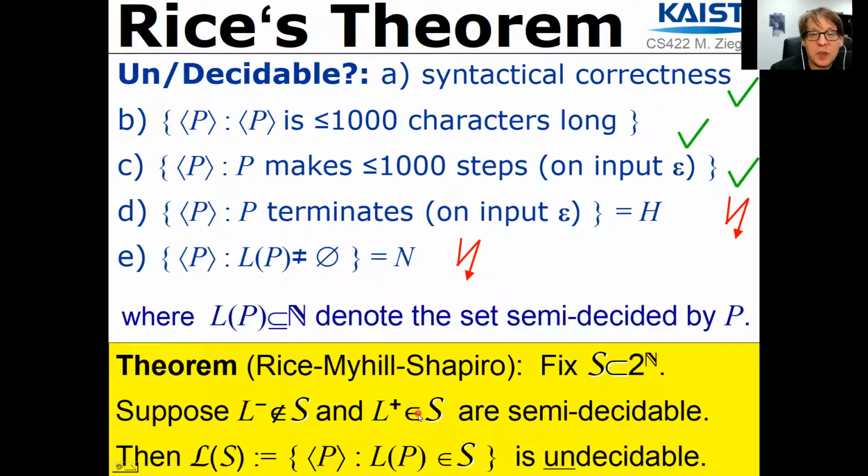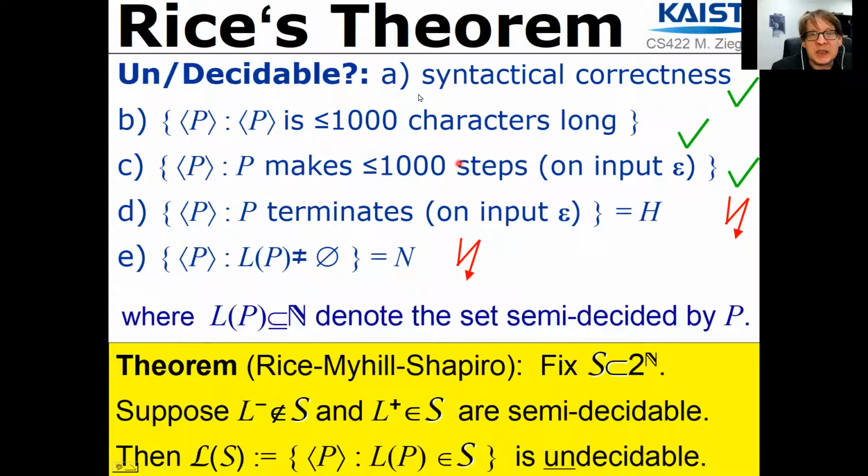It contains at least one semi-decidable set, important, one semi-decidable set, and it misses at least one semi-decidable set. And yeah, so this covers, for example, the non-triviality problem, where the set here contains all non-empty subsets, for example.